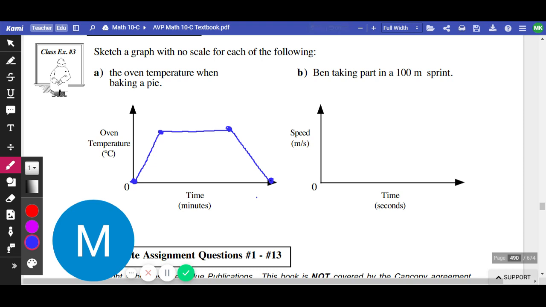For B, Ben taking part in a 100-meter sprint. So, when you take part in a 100-meter sprint, what's your speed when you start? 0, right? You're stuck right there. Then they shoot the gun, and you take off. And you're going to increase fast, right? Because you want to go as fast as you possibly can, so you go right away. It's not straight up because it's not instant, but that's me accelerating really fast. Sprinters usually hit their top speed after something like 40 meters, and then they stay at that speed until they're done the race.